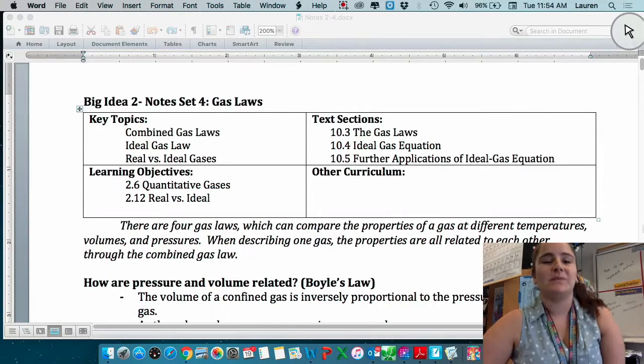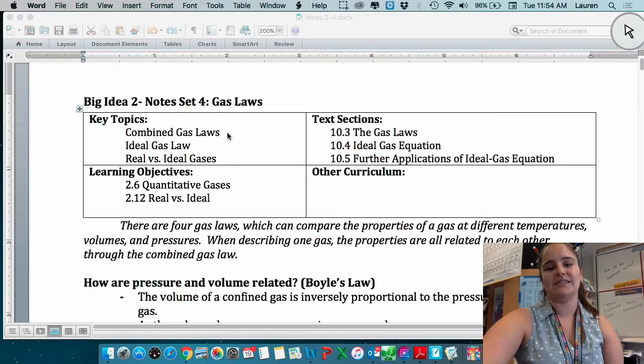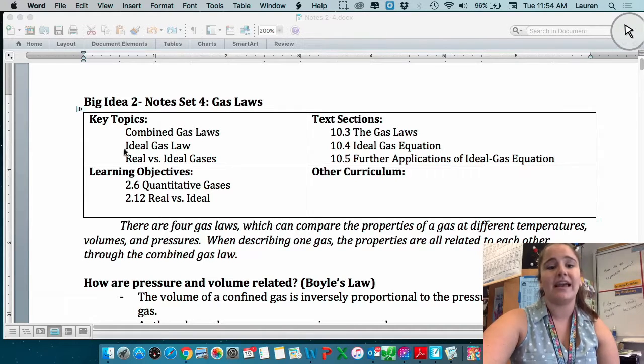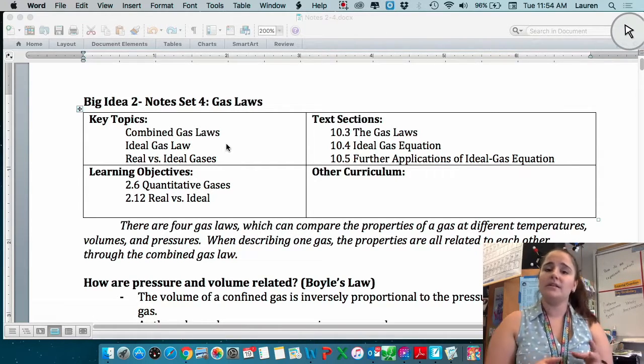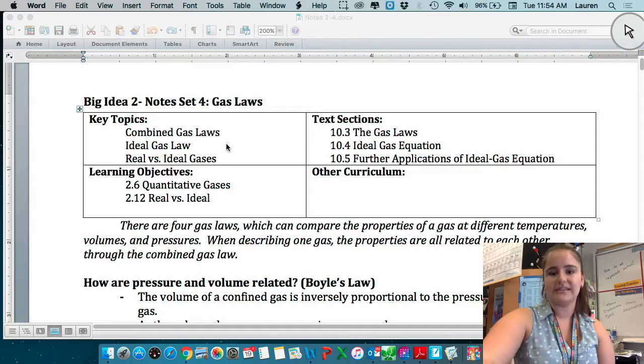Hey guys. So, what we've got going on today is we're going to be talking about gas laws, specifically the combined gas laws and the ideal gas law. And then a little bit about what we mean when we say an ideal gas and how that differs from a real gas. Here's what sections it is in your textbook if you're interested, and which learning objectives in the AP Chemistry curriculum it meets.